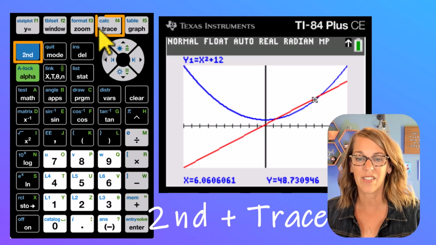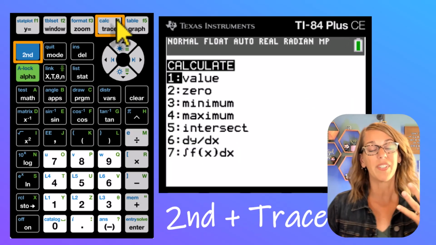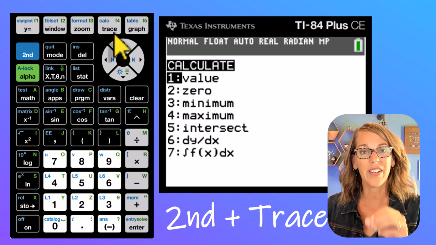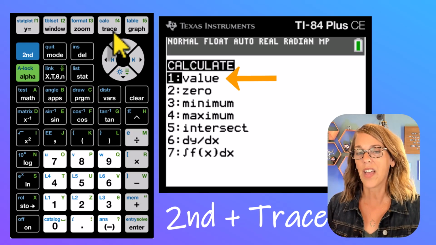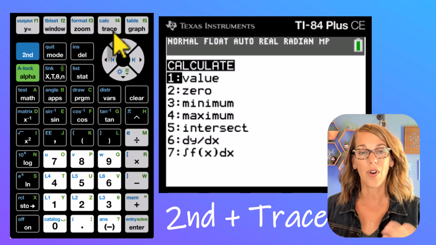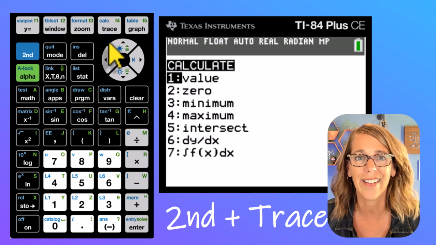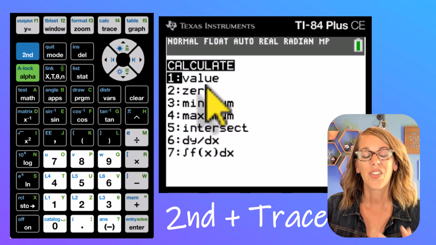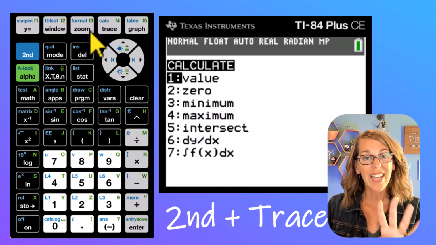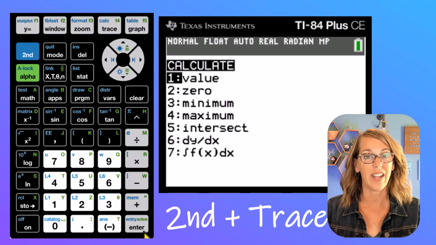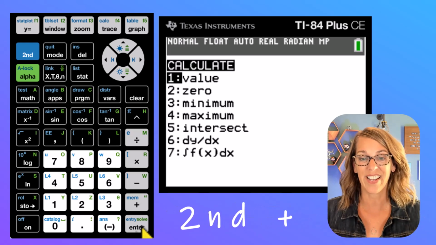So we're going to do second followed by trace, and it brings up several different options for me. Let's go ahead and do value first. I think of value as evaluating for a particular x. It's actually a lot like what we just did with trace. So I'm in the CALC menu, I'm at number 1 for value. I can just hit enter, or you can type the number 1. I'm going to hit enter.